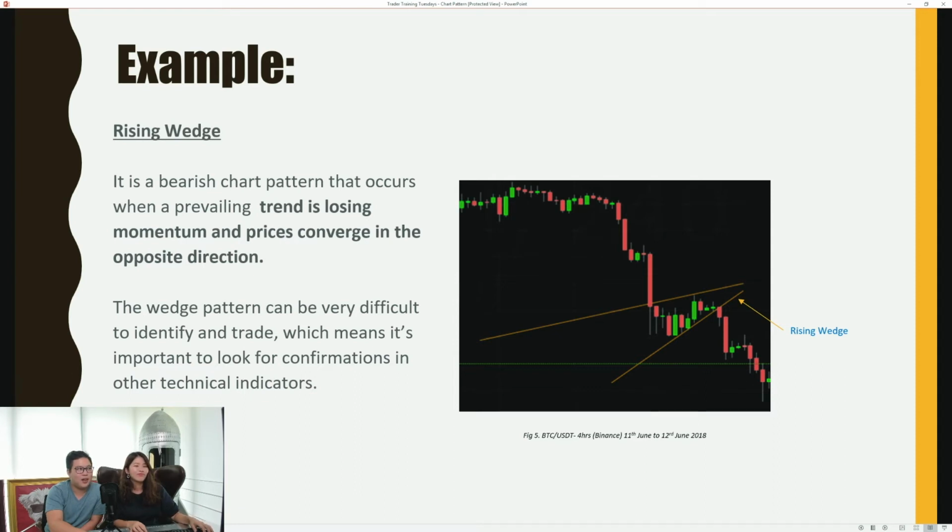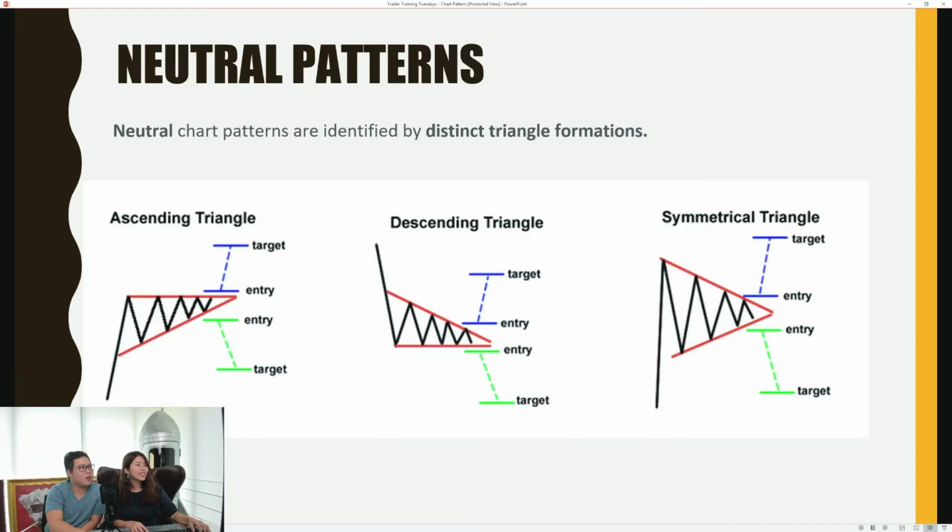Fine. Next. Okay, neutral patterns. They are identified by distinct triangle formations. So there's the ascending triangle, the descending triangle, and the symmetrical triangle. Is it just me or do they kind of look like wedges too?